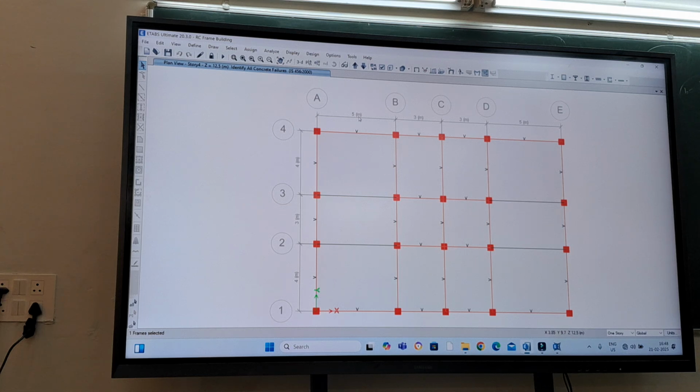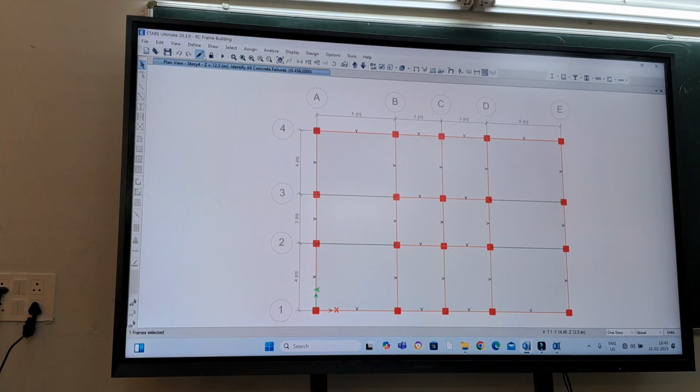Then PMM interaction is directly related to size. If your size is not sufficient, just increase it. Means finally the capacity is not sufficient. That is the meaning of PMM interaction.